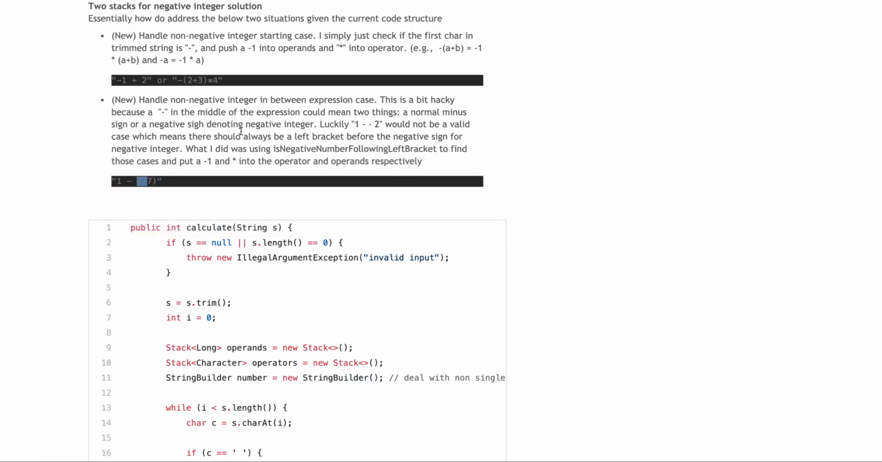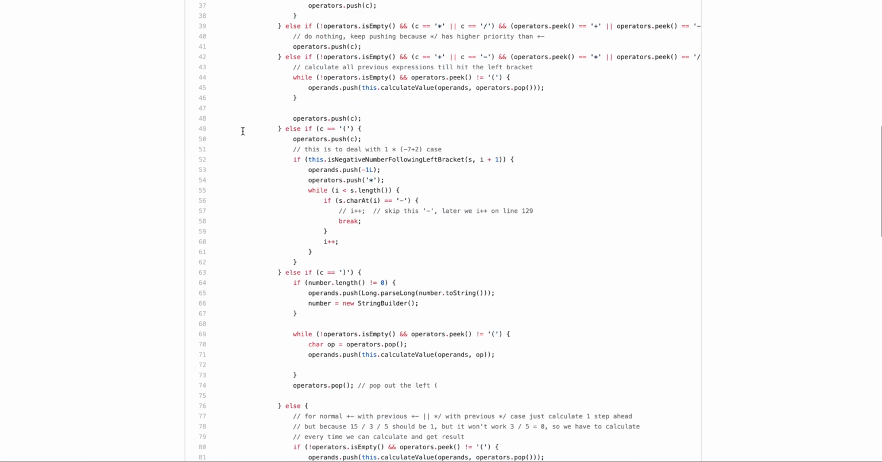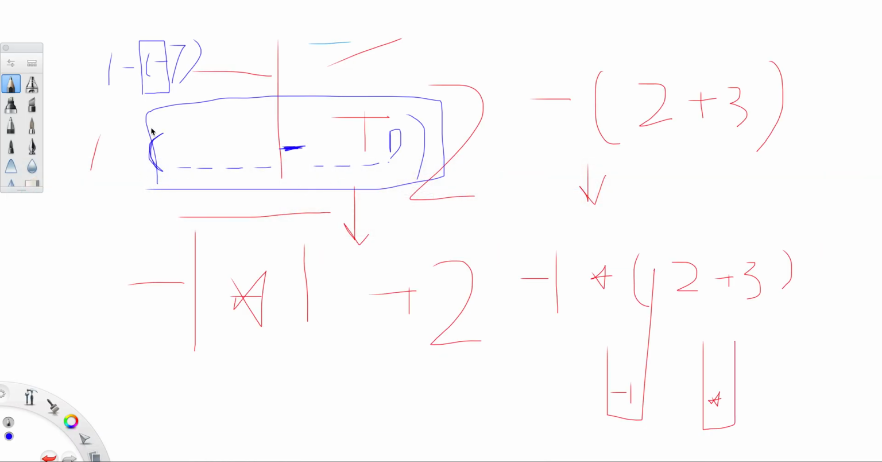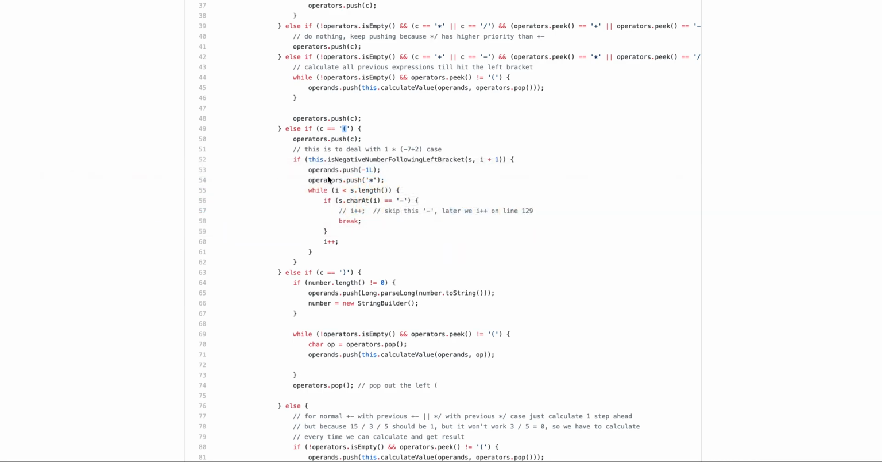a negative integer inside the expression. So what I end up doing is, whenever you see a left bracket, there might be a chance that this minus sign actually means an actual negative integer. But if you have a letter here, it won't be. If you have a digit here, it very well could be. So I wrote this function called is negative number following left brackets.